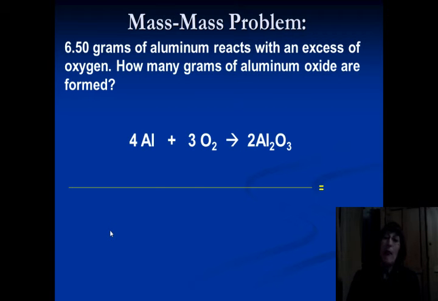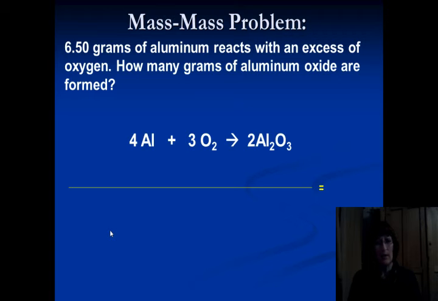Alright, so here's what a typical question looks like. You've got 6.5 grams of aluminum. It's going to react with an excess. You've got lots and lots of oxygen. How many grams of aluminum oxide are formed? So there's your balanced chemical equation. You've got it written out for you. I strongly suggest that you write this one out on your scratch sheet of paper. This is a great example of one.